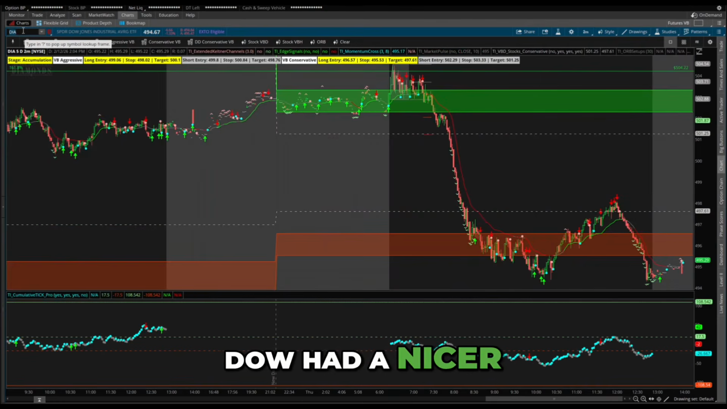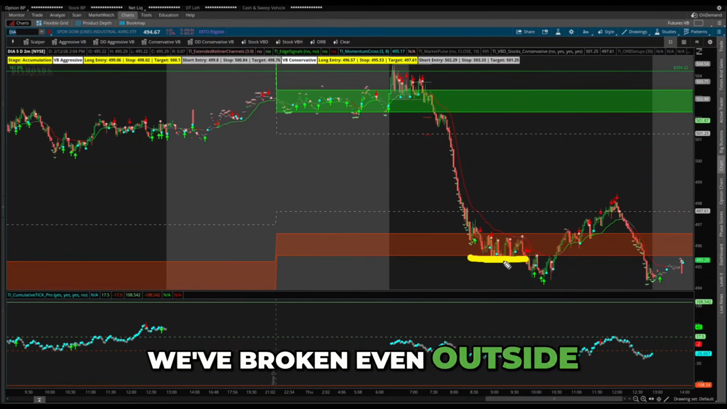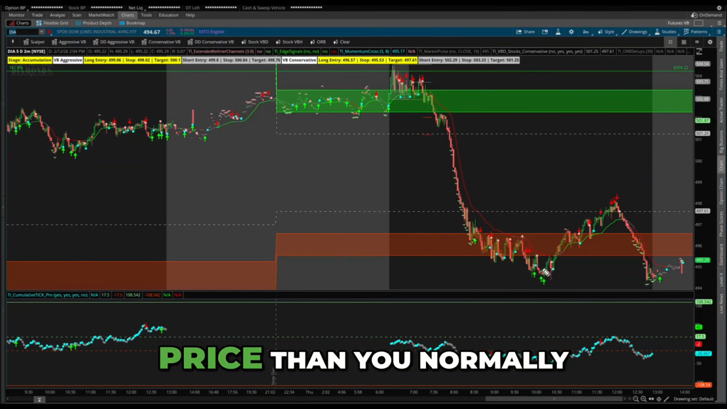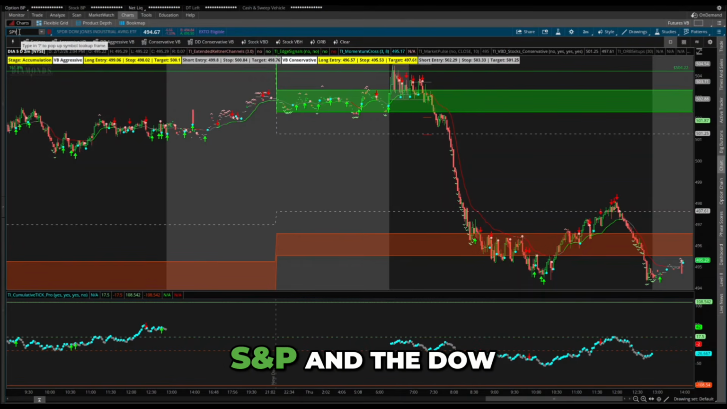I would argue the Dow had a nicer trade in terms of a risk to reward, and it's the exact same setup, but here inside of the Dow, we've broken even outside of the conservative models, which is your very clear sign that, hey, you're getting a better price than you normally do inside of the Dow. So that was the case for both the S&P and the Dow.